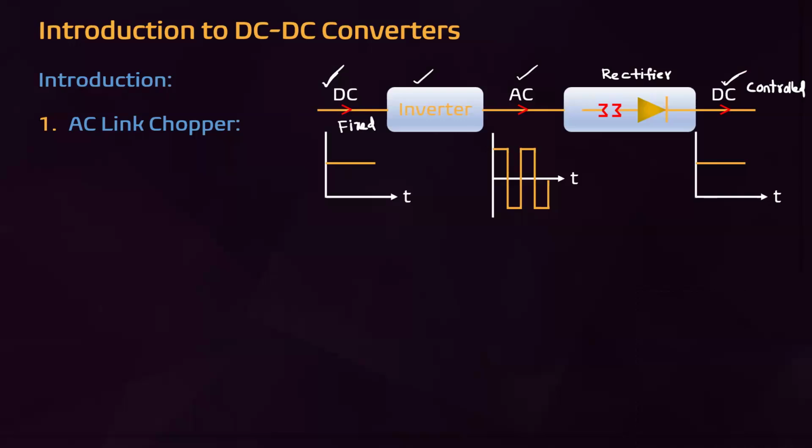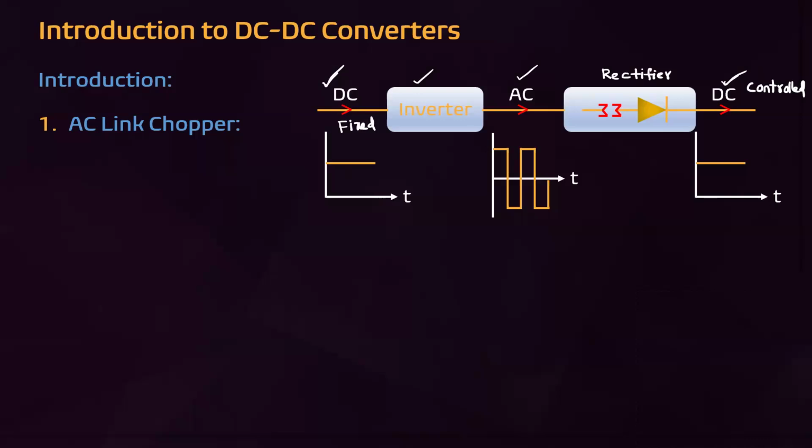But what are the drawbacks of the AC link chopper, friends? There is a two-stage conversion. You have to convert DC to AC. Again, you have to convert AC to DC. Because of two-stage conversion, losses increase. Efficiency reduces. That is one drawback.